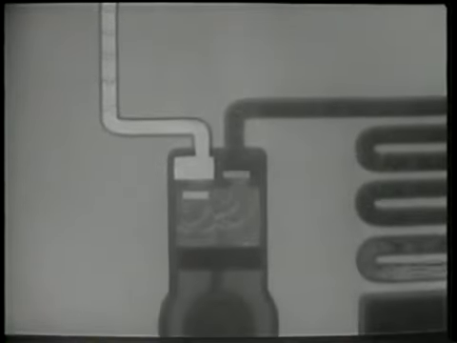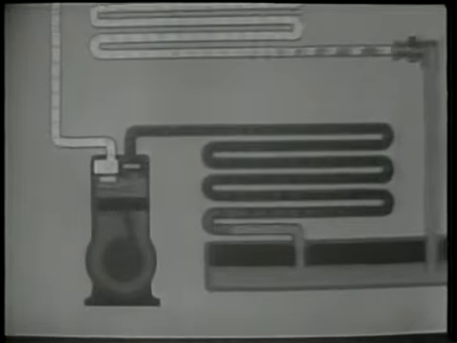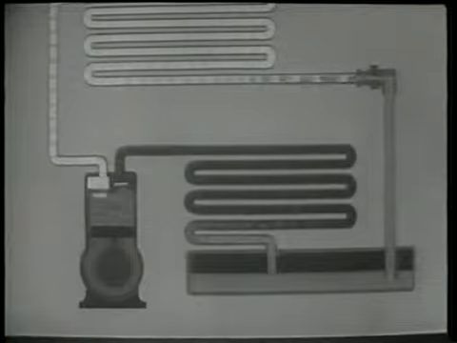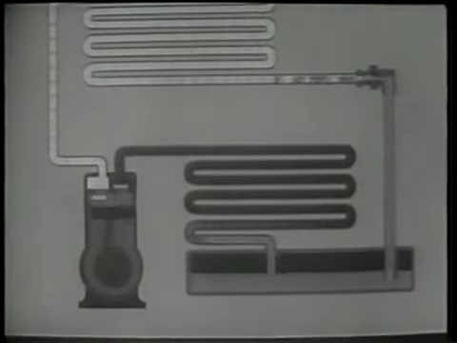The refrigerant, now a low-pressure gas, is drawn through the suction line back to the compressor, completing the cycle. This, then, is the cycle of changes of the refrigerant as it moves continuously through the compression system.